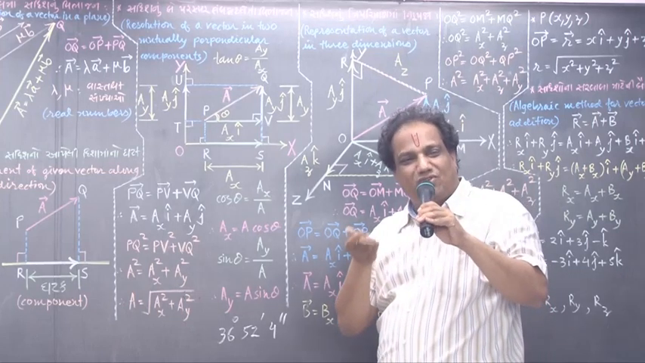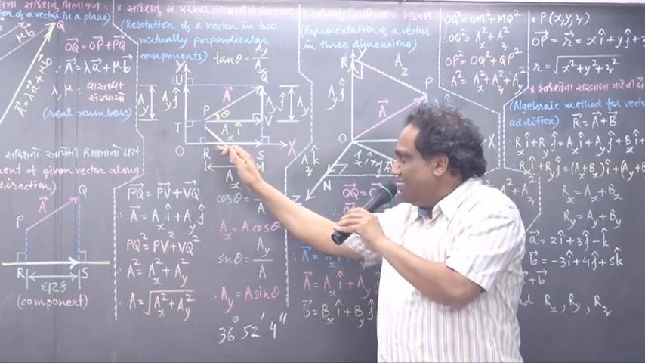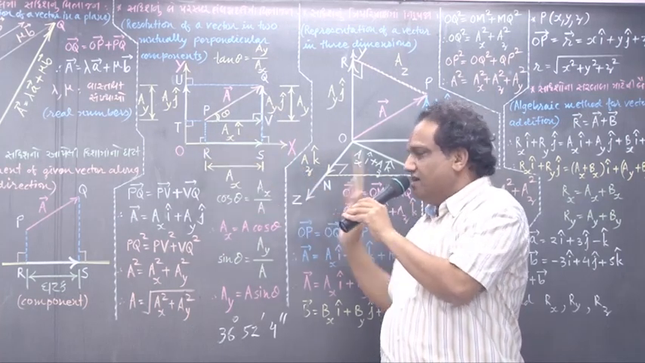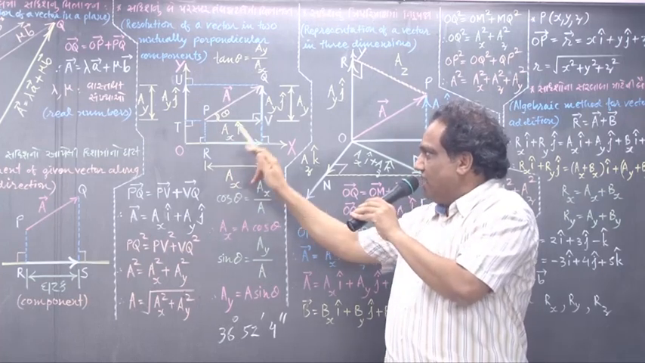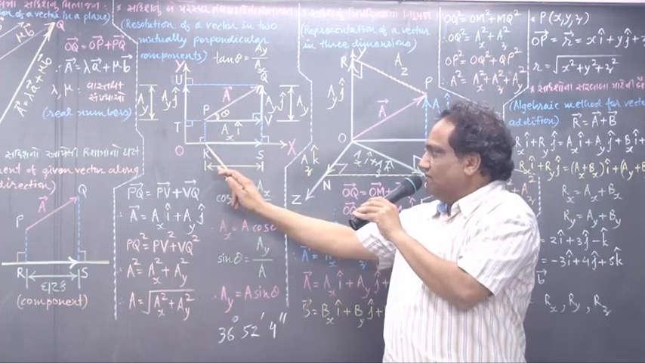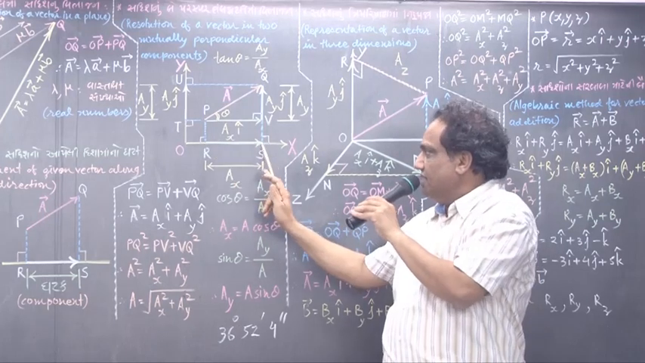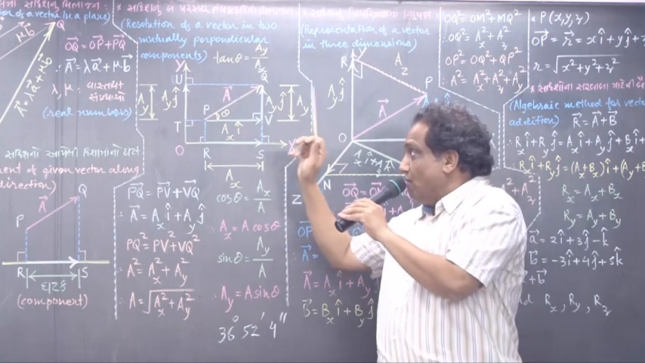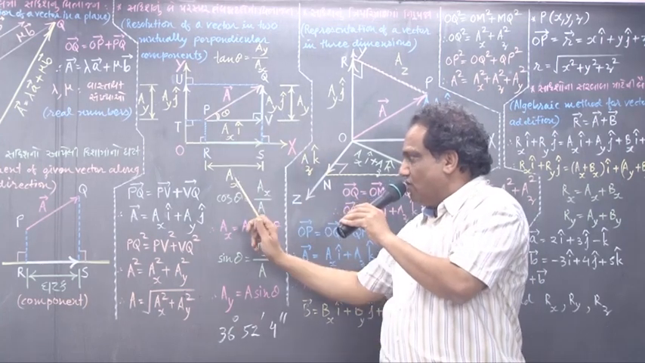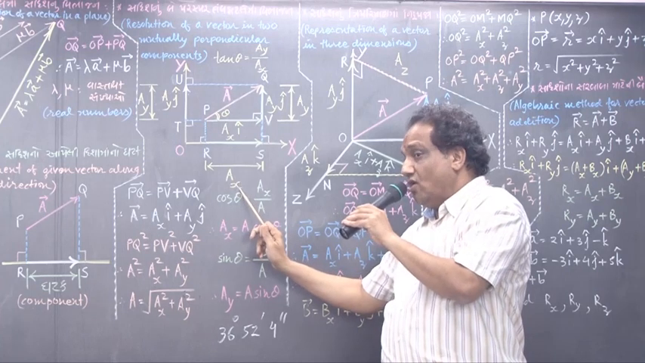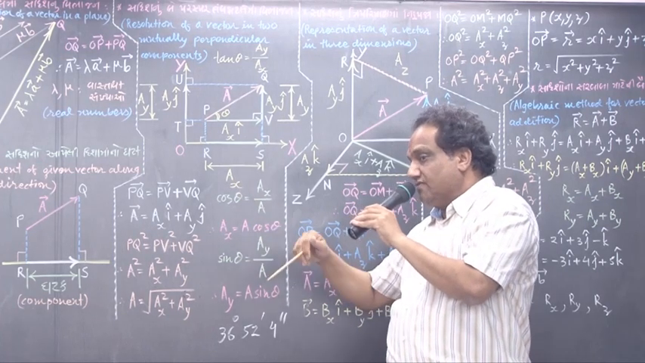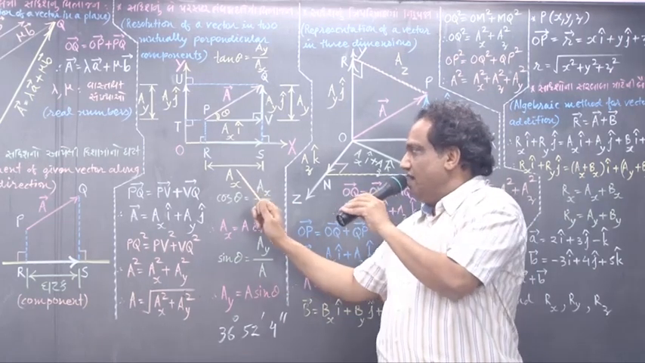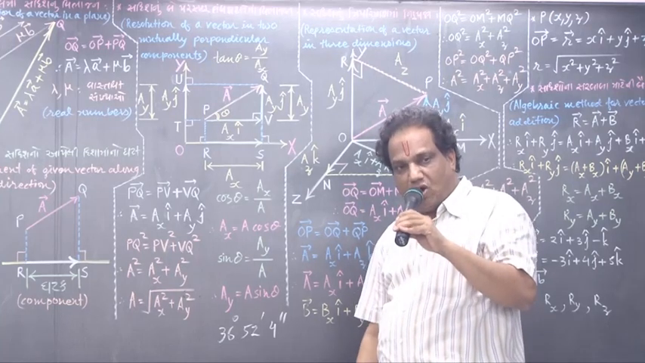All that you have to do is to draw perpendiculars from the tail and from the head onto the given axis. So just draw perpendiculars on the x-axis. Put a perpendicular here, R, and here, S. So the distance RS will give you the component of vector A along the x-axis. That's why we call it the x component of vector A, and we show it by the symbol AX.